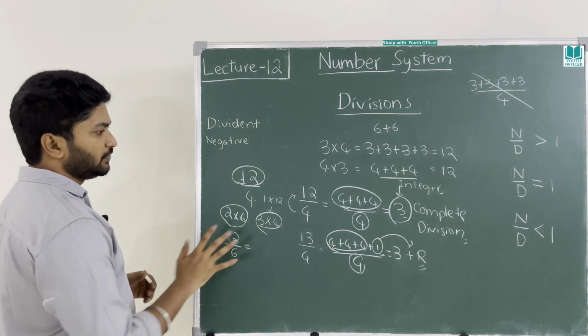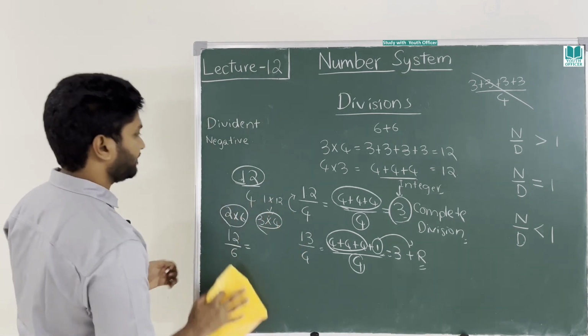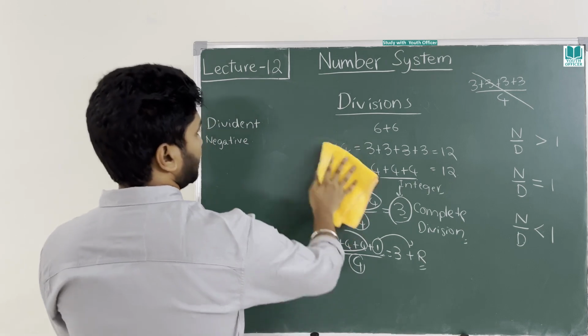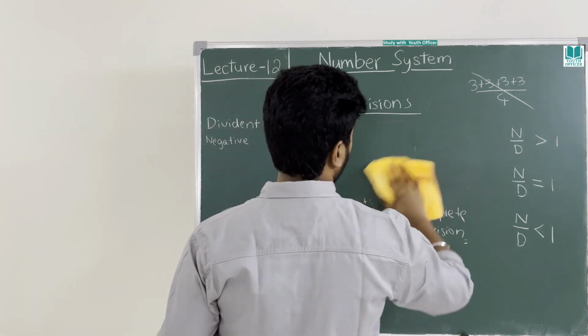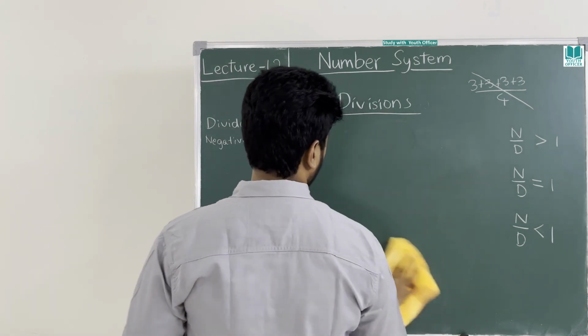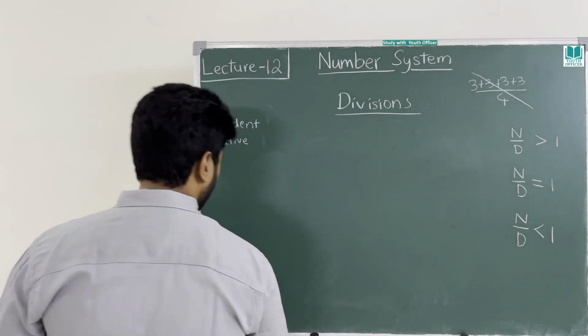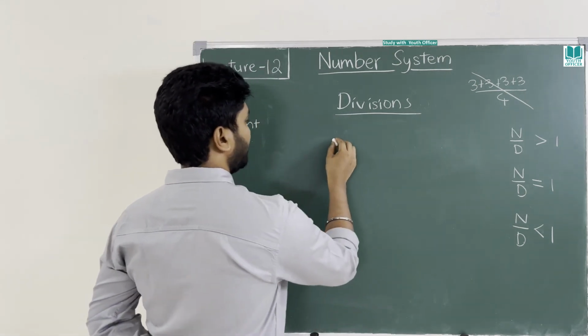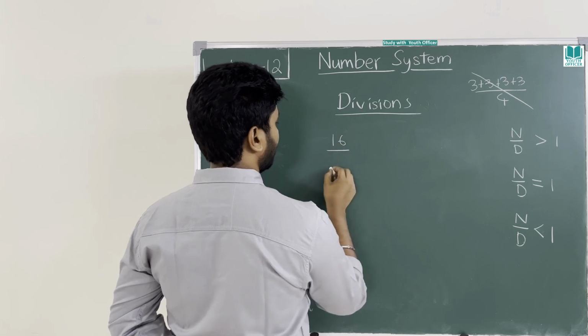Chalo. Now you understood what is a division, right? We'll take an example. Already told you 15 by 3, right? Now I will take one more example. Let me take 16 by 5.